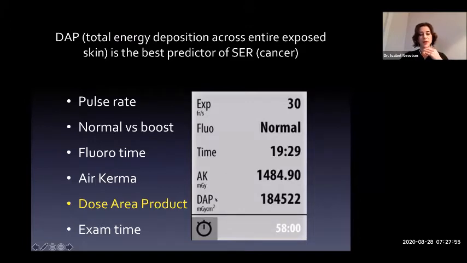The dose area product is the best predictor of the stochastic effects of radiation because it's the total energy deposited across the entire exposed skin. Now, what does this mean? Since I told you there's no threshold and there's no magic number to look out for, what I encourage you to do instead is to notice these numbers as a function of different procedures that you do. And when you fall outside of the mean, you start to ask yourself, did I really do the best dose saving effects that I could do?